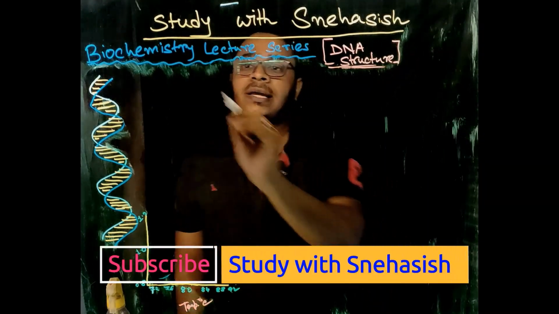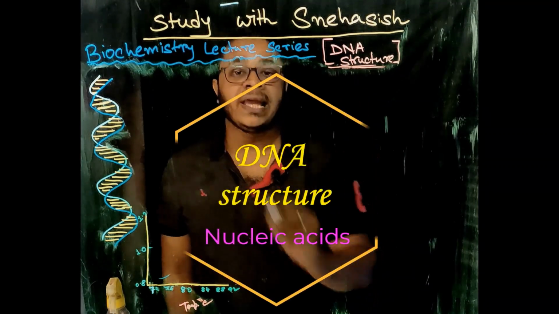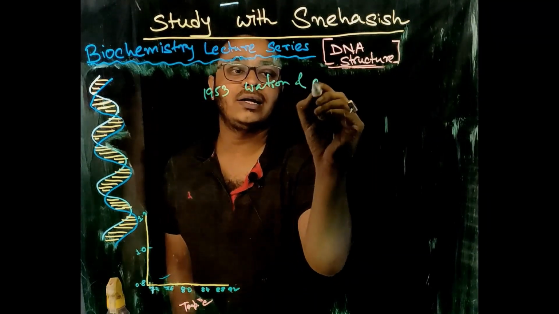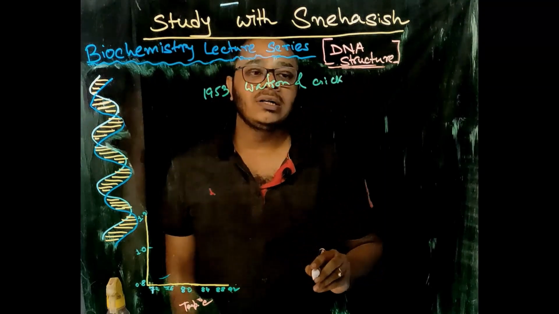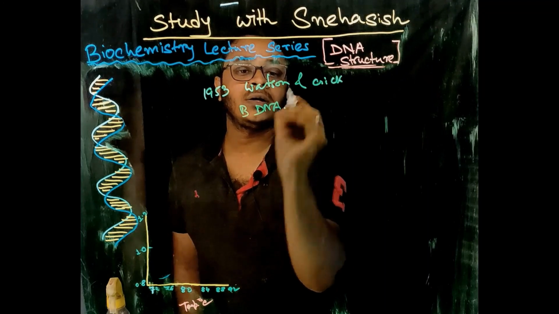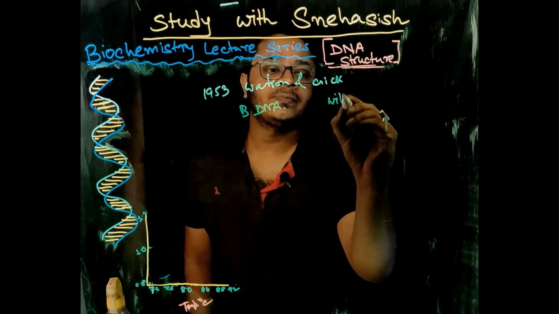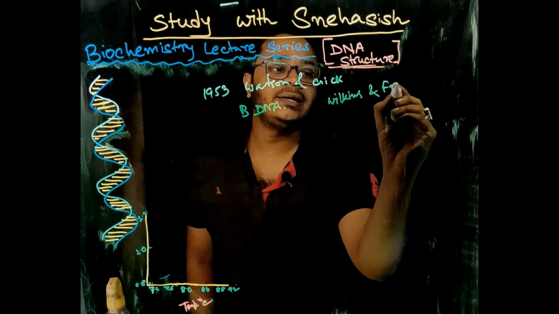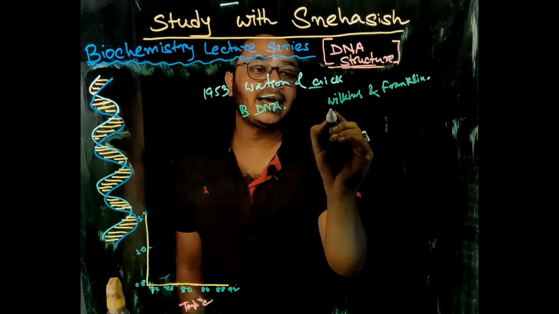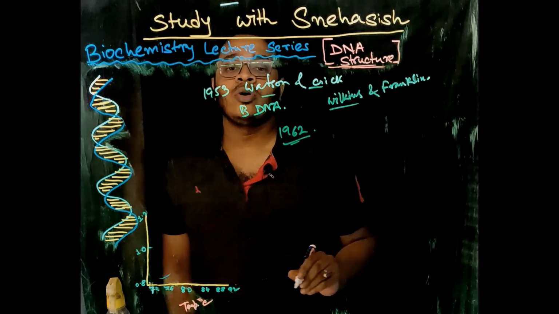Today in the biochemistry lecture series, I will be discussing the DNA structure. In 1953, Watson and Crick discovered the double-stranded DNA structure called B-DNA. They used the X-ray diffraction data provided by Wilkins and Franklin, for which Watson, Crick and Wilkins got the Nobel Prize in 1962 for medicine.